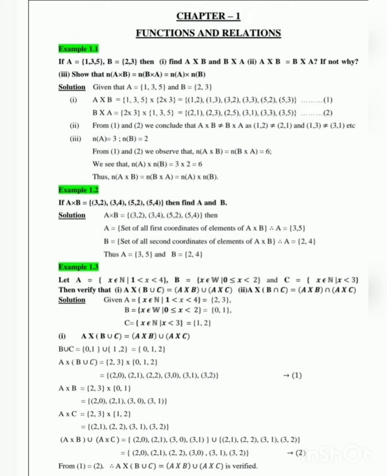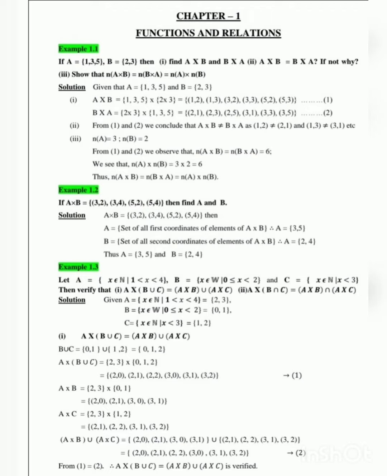The second one is: if A × B is equal to {(3, 2), (3, 4), (5, 2), (5, 4)}, then find the sets A and B. A is the set of first coordinates of elements of A × B. That is 3, and another 3 we leave out, and 5, so A is {3, 5}. B is the set of second coordinates of elements of A × B. So the second coordinates are 2, 4, 2, 4. We write each one time only, so {2, 4}. Then A is equal to {3, 5} and B is equal to {2, 4}.